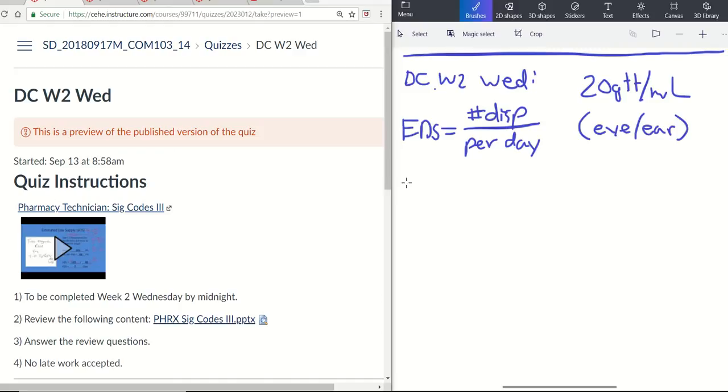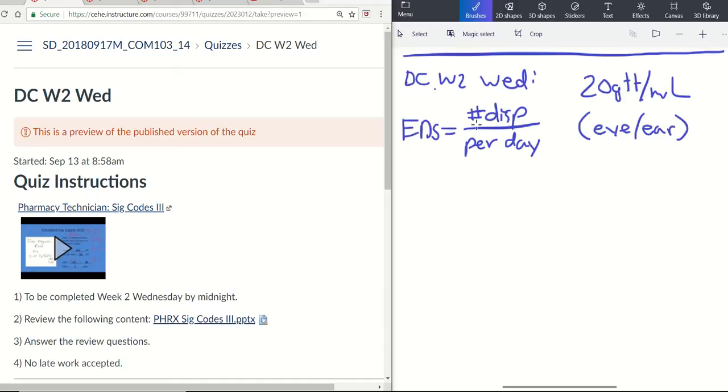So further exploration into EDS. This time we'll talk about eye drops and ear drops. So to solve EDS, we'll need to convert the mLs of the dropper bottles into drops. So we'll approximate about 20 drops per ml.